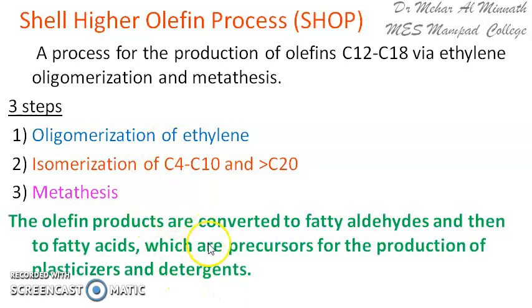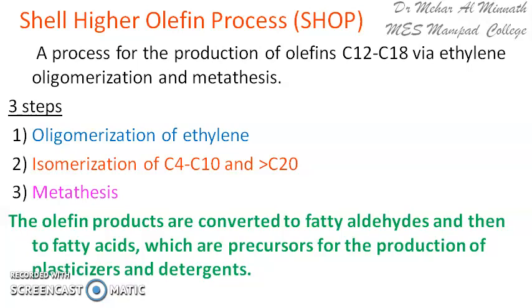Now the olefins which are formed are converted to fatty aldehydes and then to fatty acids, which are the precursors for the production of plasticizers and detergents. We do not require very long chain or high molecular weight olefins. We need to limit the chain length to C12 to C18. That's why we go for this process, and that's the importance of this process.